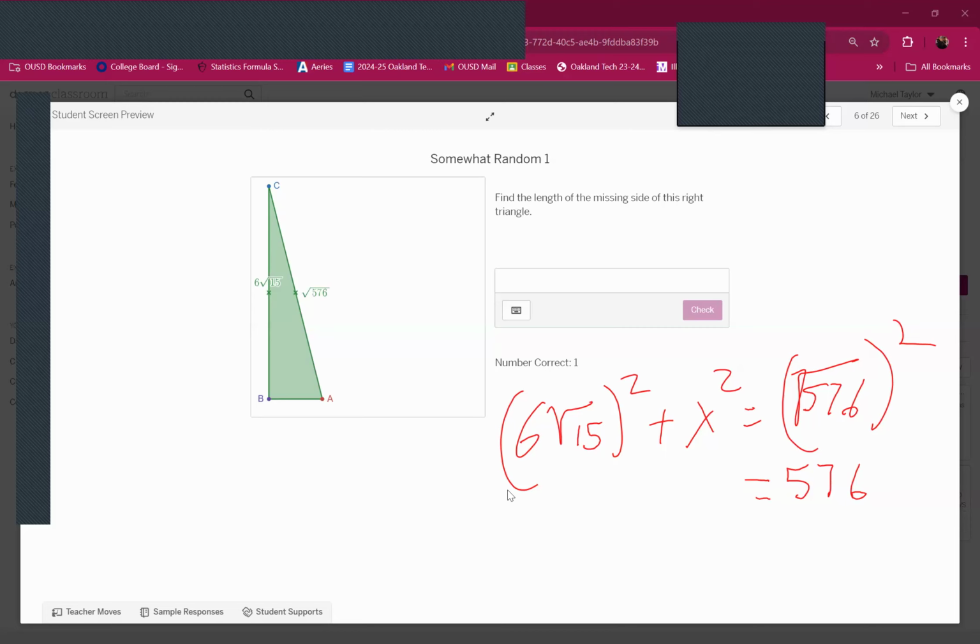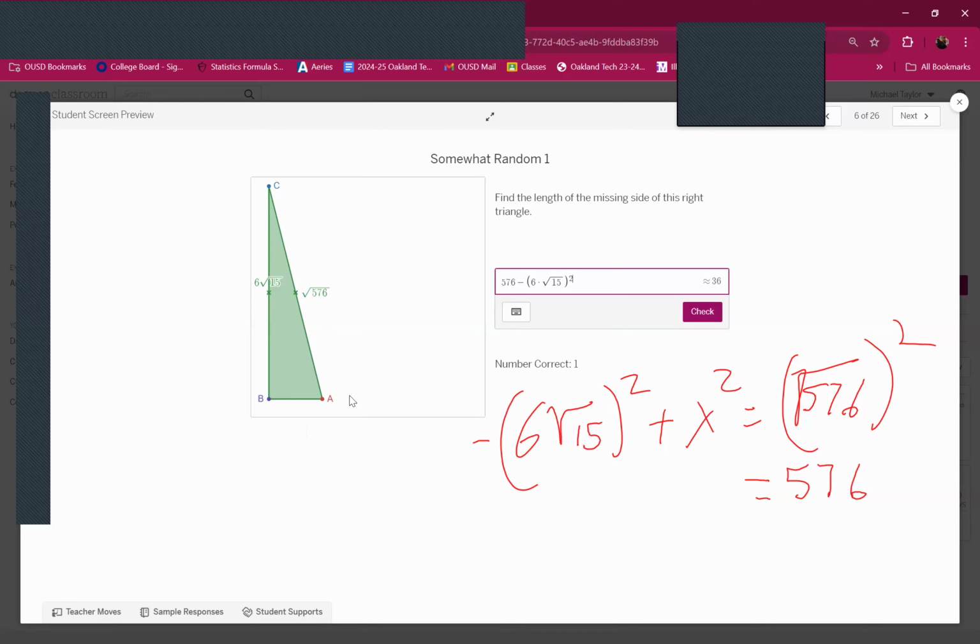I know I'm eventually going to subtract this from both sides, so I'm just going to do it up in the calculator. I know I've got 576. I want to subtract out whatever 6 square root 15 is. I've got to type it right, SQRT 15, and I've got to remember to square that number. And then I get 36, which I'm like, that's got to be 6.